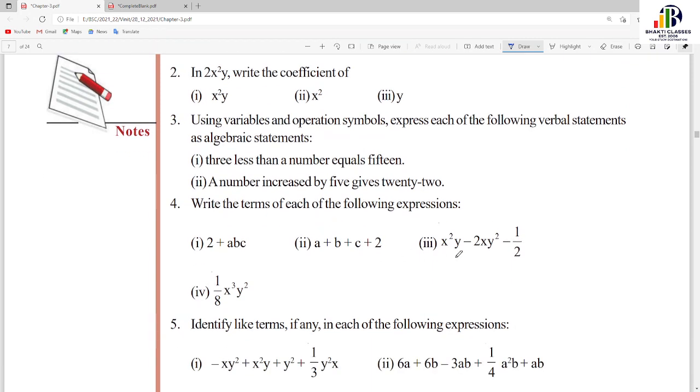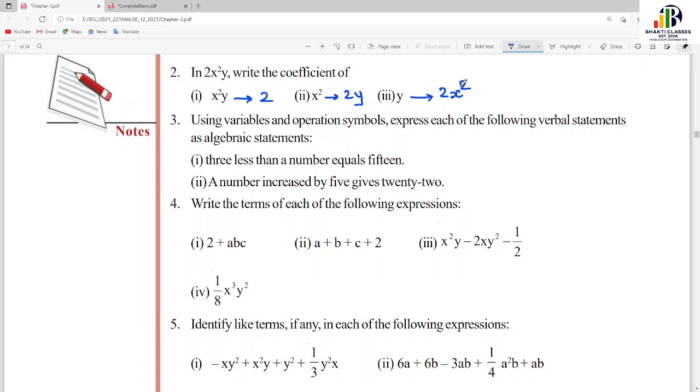So in the second question, in 2x square y, write the coefficient of x square y. So coefficient of x square y is 2. Coefficient of x square is 2y. And coefficient of y is 2x square.